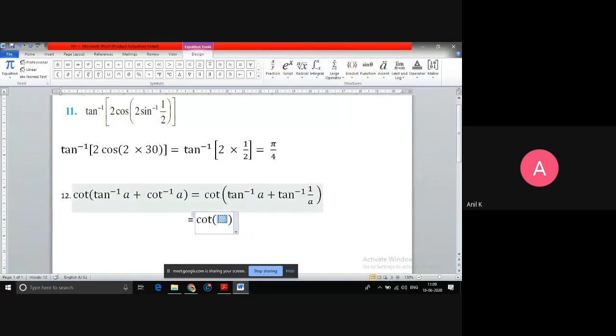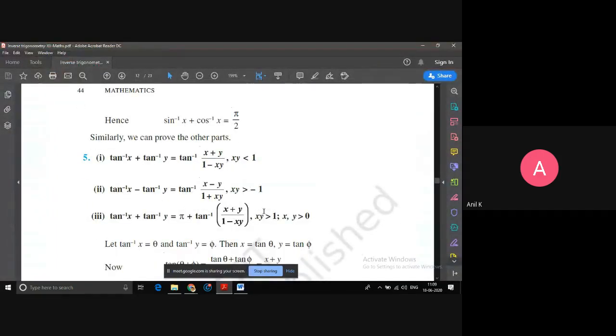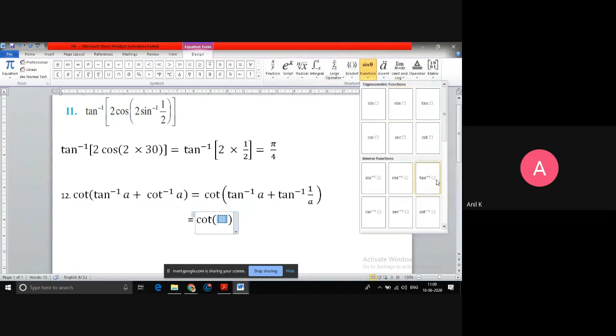So now you know the formula of tan inverse A plus tan inverse B. Any idea about that formula? If x into y is less than 1, this is the formula. If x into y is greater than 1, this is the formula. So equality, I think I can use any of the formulas. So for tan inverse A plus tan inverse B, the formula is going to be tan inverse.